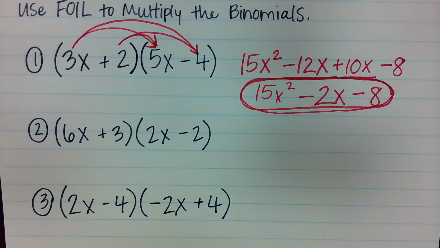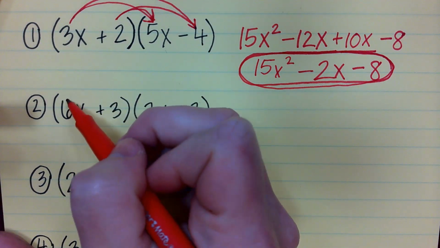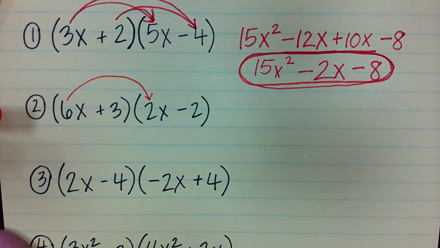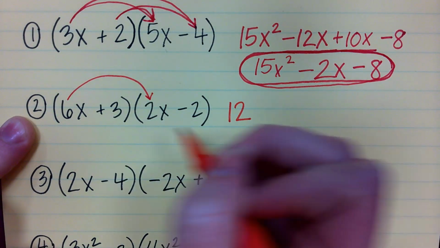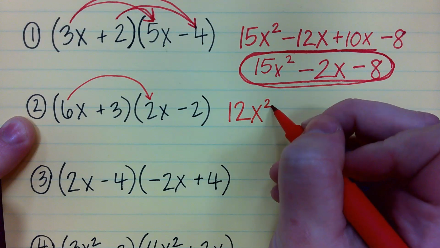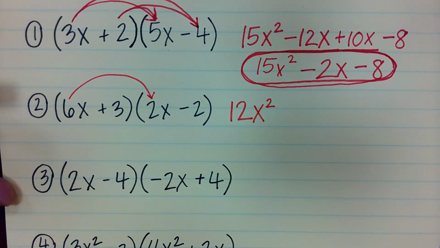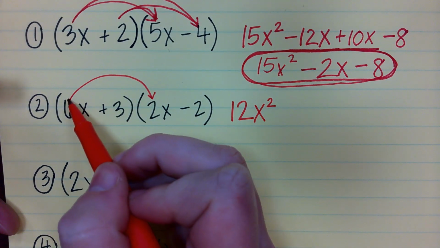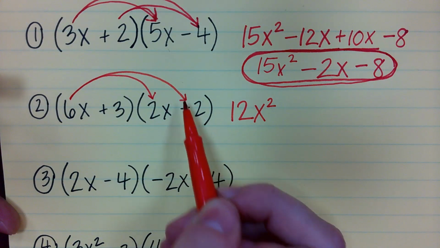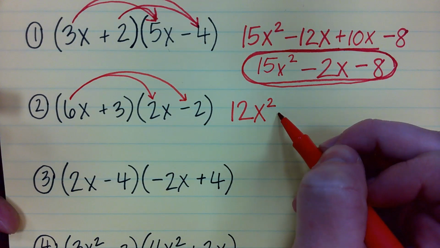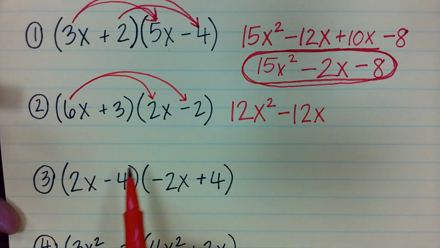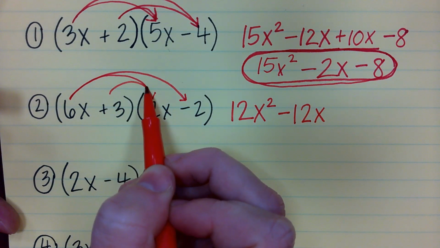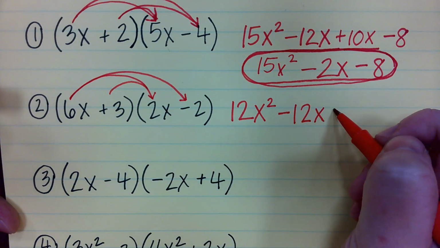Okay, let's try the next one, number 2. What's my first step? 6x times 2x. Good. What's 6 times 2? 12x squared. Yeah, 12. And then our x times x gives us x squared. Perfect, guys. Okay, what's our next step? 6x times -2. Yes, 6x times -2 is? -12x. What's next? 3 times 2x. 3 times 2x is?